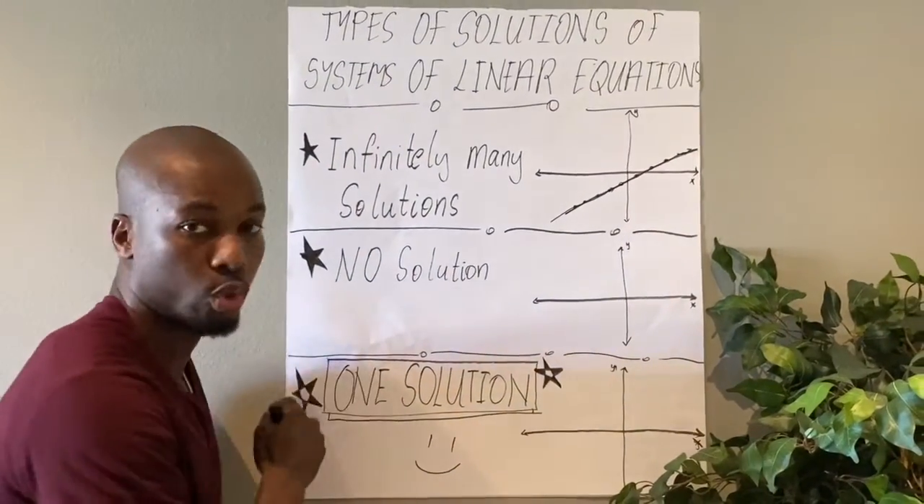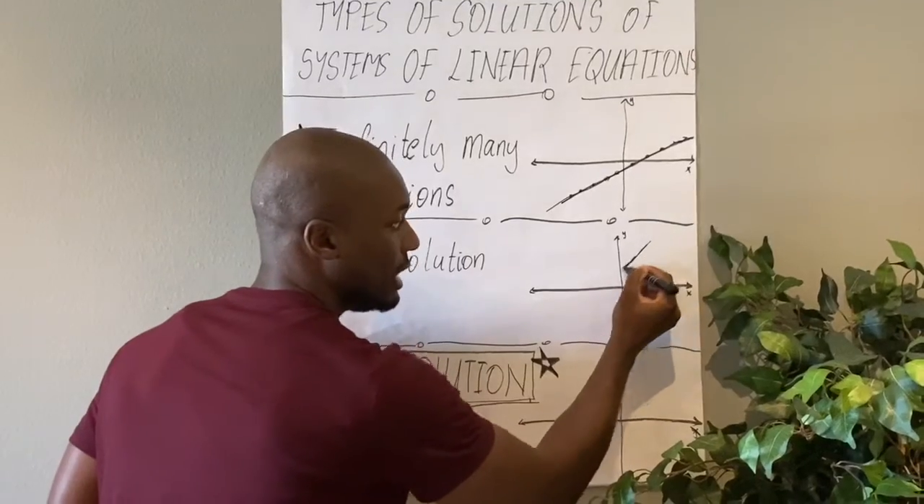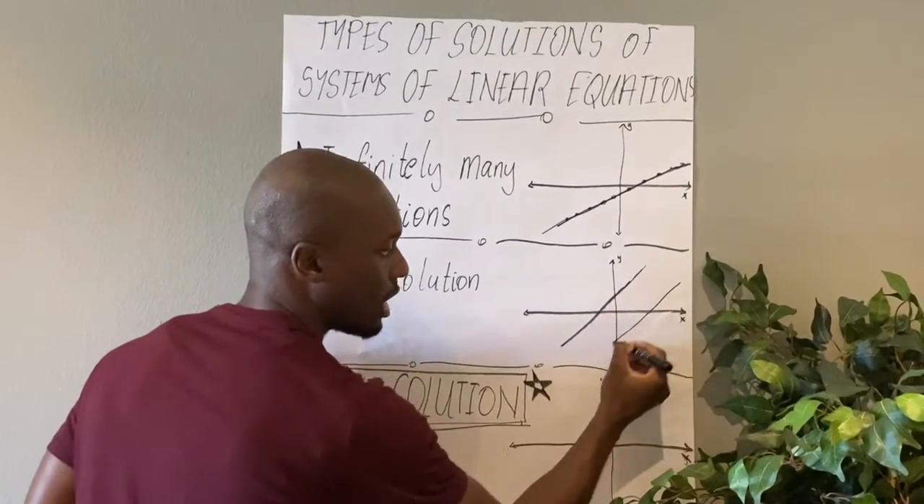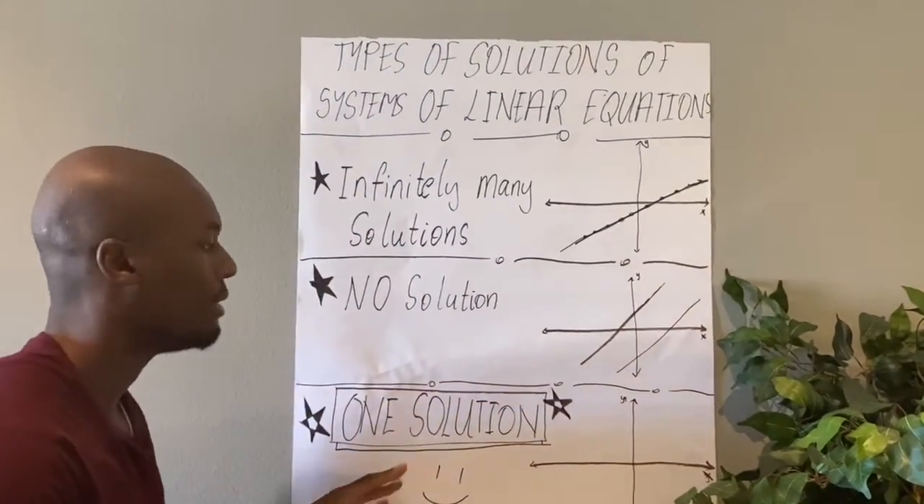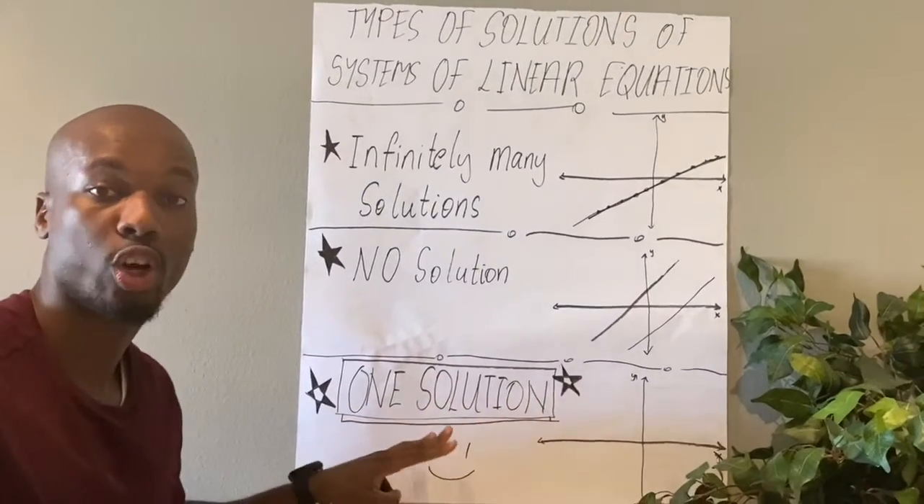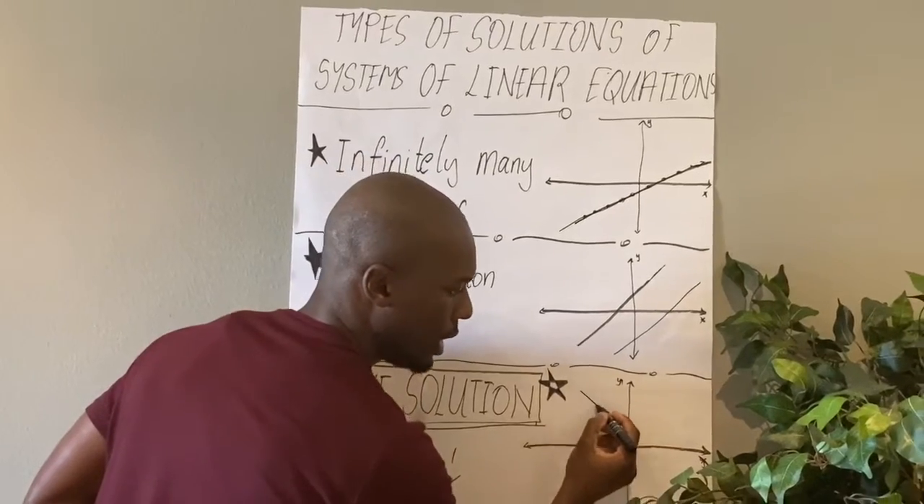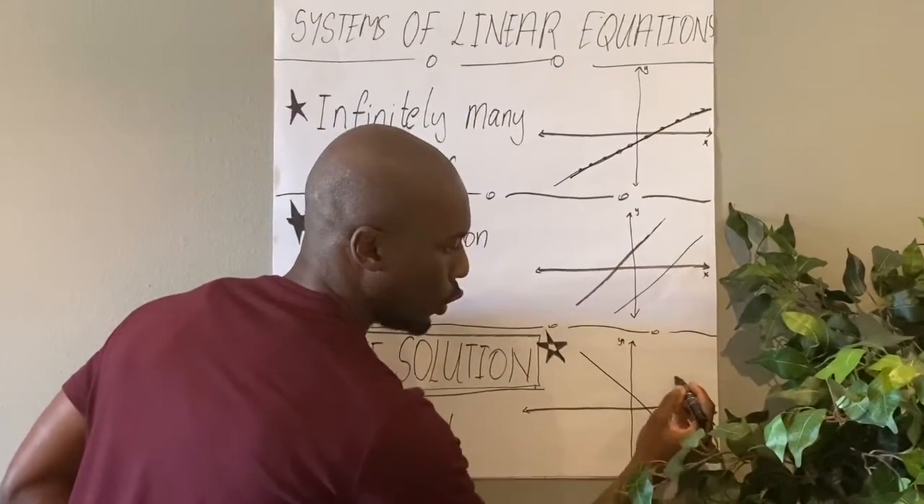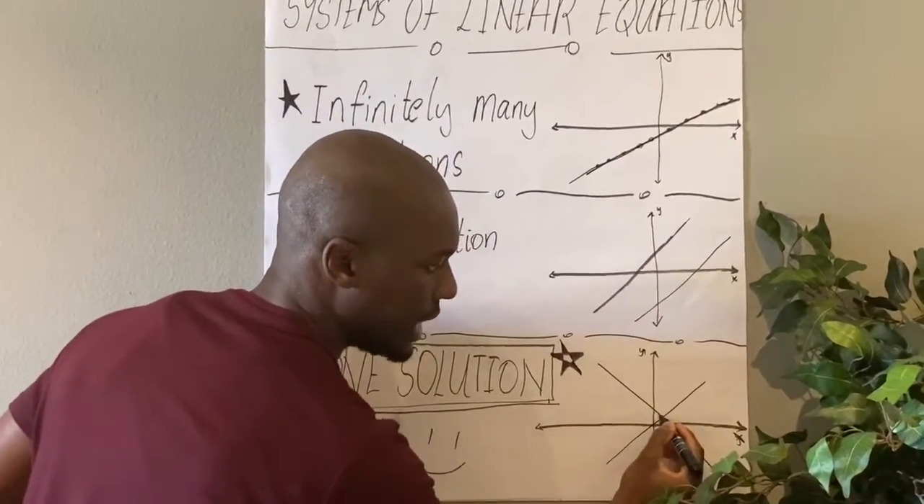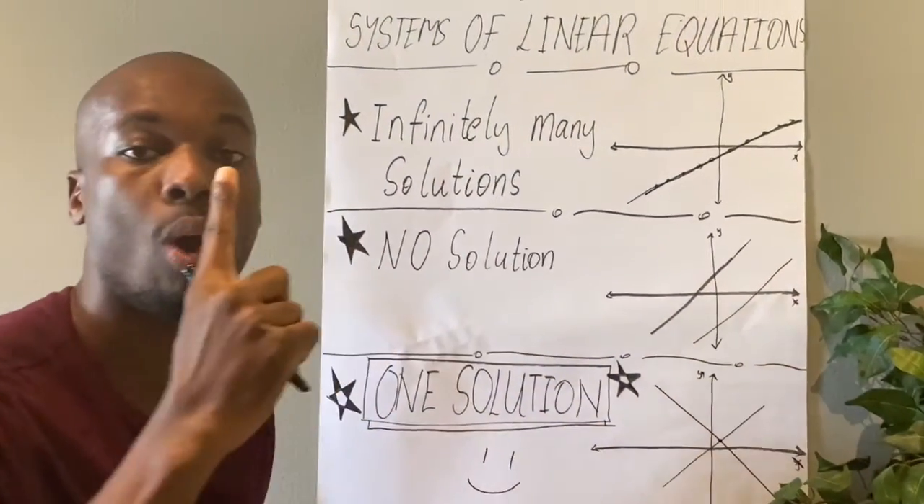The second one is no solution, where you have the lines kind of parallel to each other. And the last one, which is what we're going to be talking about, is when you have one solution, meaning you have your lines meeting at only one point.